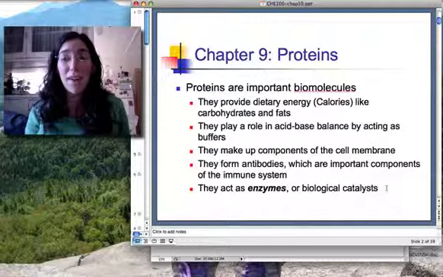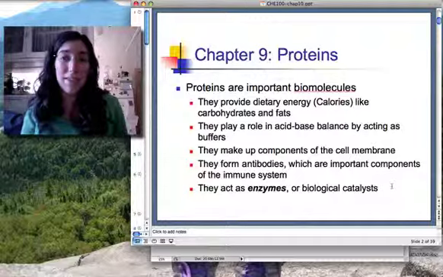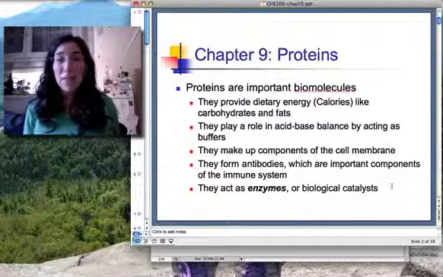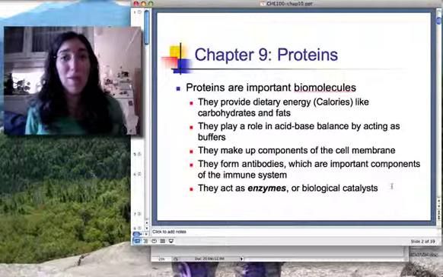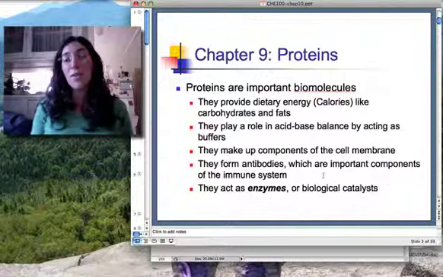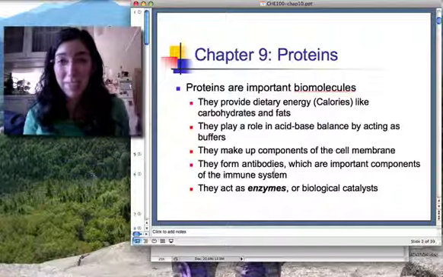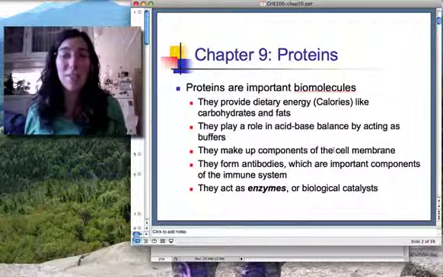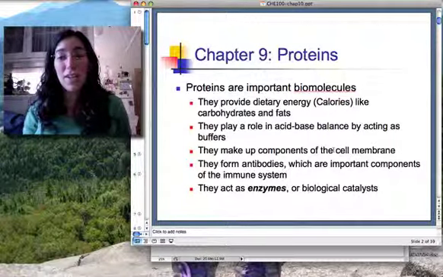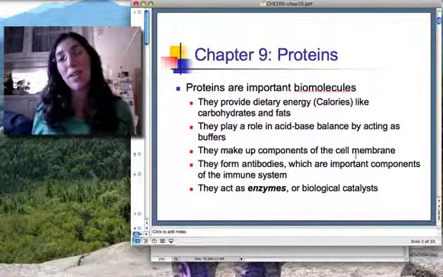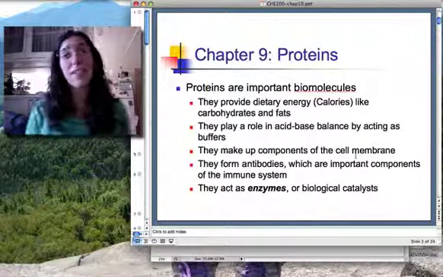And enzymes are biological catalysts. That would be the definition of an enzyme, a molecule that speeds up a chemical reaction without being changed itself. Or I guess that's the definition of a catalyst, something that speeds up a reaction but doesn't actually get changed in the reaction. And an enzyme is a biological catalyst. They are catalysts in biological systems, so in living things.